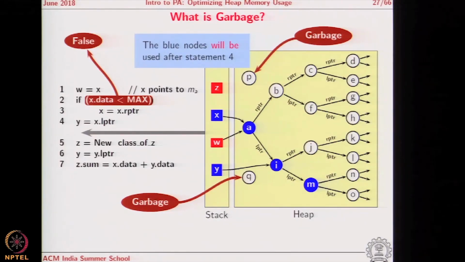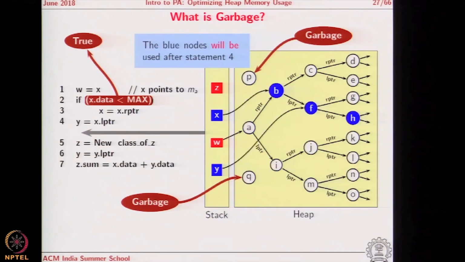It is possible that the condition is true, right. So, let us see what happens when the condition is true. If the condition is true, x moves rightwards, this entire wave of usage moves rightwards, and then we find that these blue nodes are the ones that are used, white nodes are the ones that are not used.